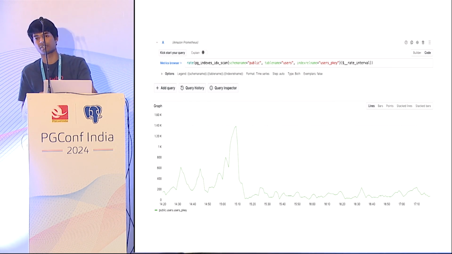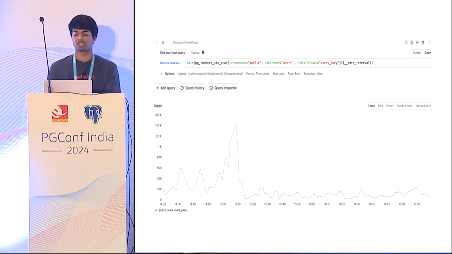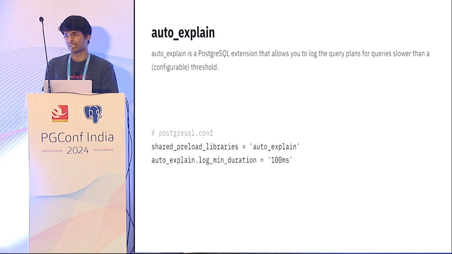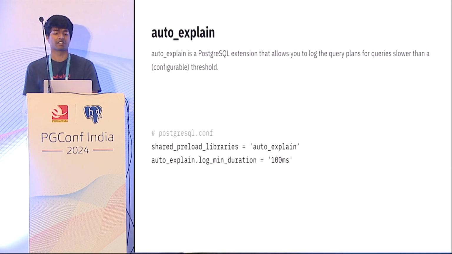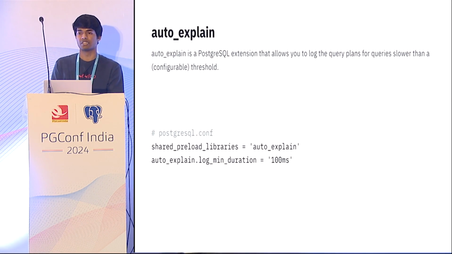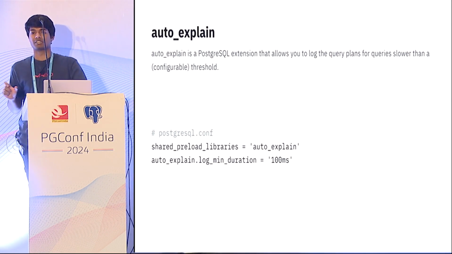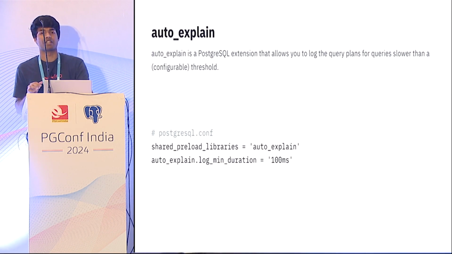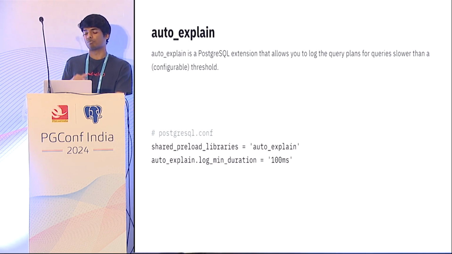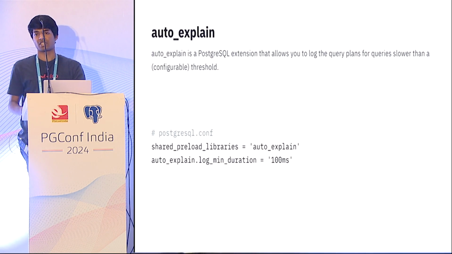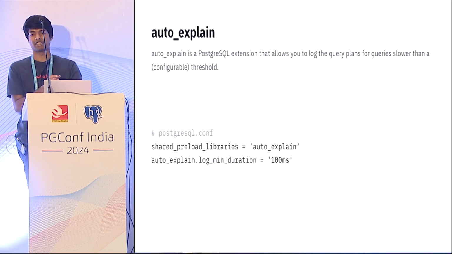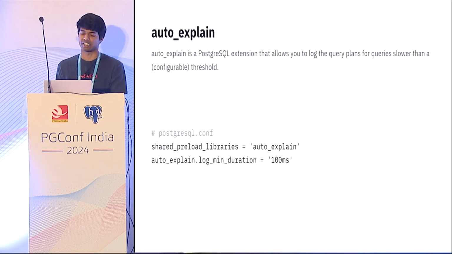But while solving for observability for Postgres, there's this one cool Postgres feature that I like to use called the auto-explain extension. Auto-explain is a shared preload library which you can enable, and you can set a threshold where if any statement takes more than a certain time, it runs explain on that and prints it as a log line.